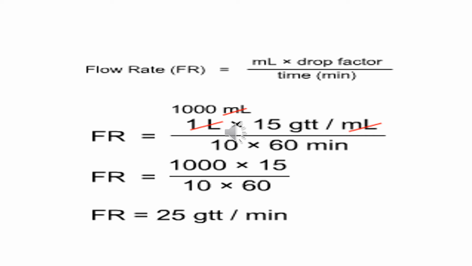We know that the GTT is drops, over 10 times 60. When you take 10 times 60, you're going to get 600. So if you're like me, you're going to take the 10 times 60 and put your 600 under your division sign, and you're going to take your 1,000 times your 15, which gives you 15,000. So the next step would be 15,000 divided by 600, and then that will give you your 25, and then you can bring your drops per minute down with that.